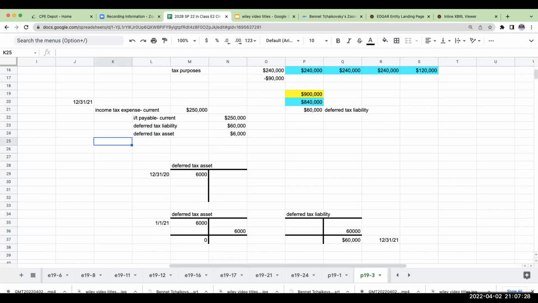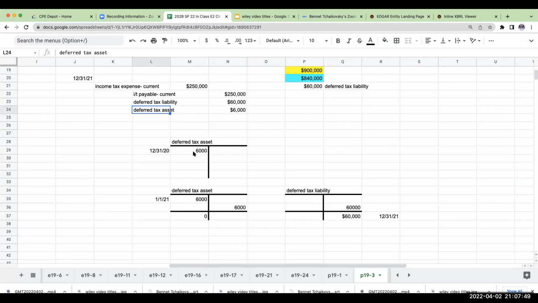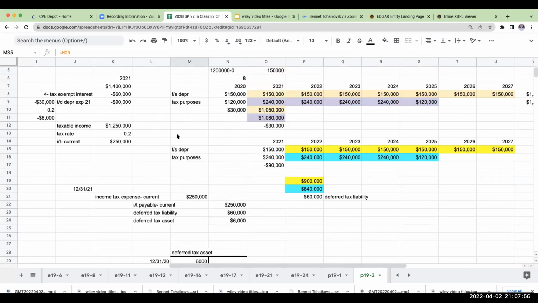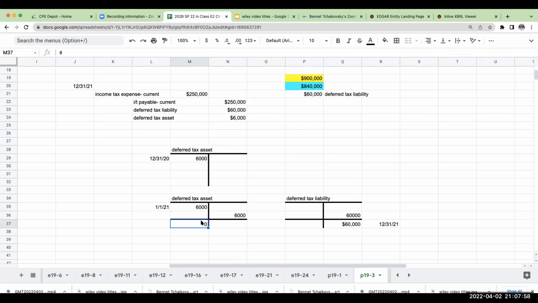Now, if you've been watching my other videos, I am very deliberate with how I go through and record these transactions. The first thing I'm going to go through and do is handle the income tax expense current, income tax payable current. It's the first thing I do. I then go through and look at my liability. I look at my tax asset. In this scenario here, I had a carryover of 6,000 from the prior period. However, this is no longer viable.